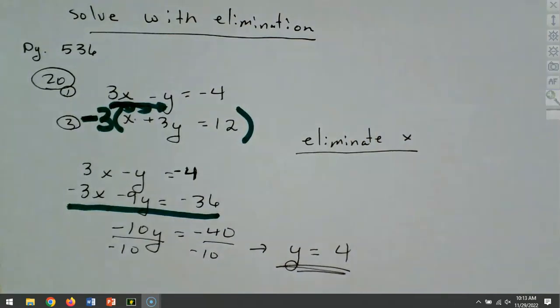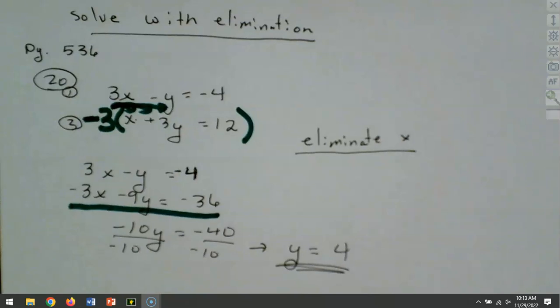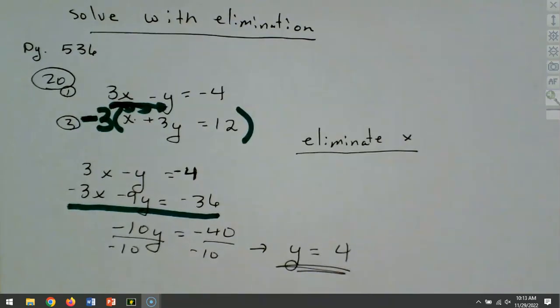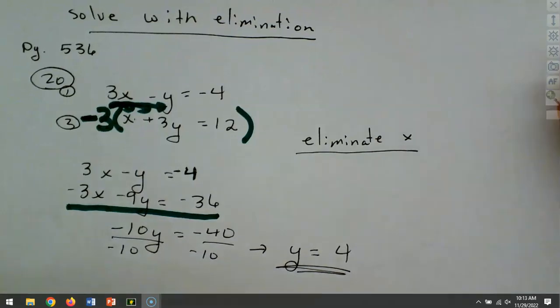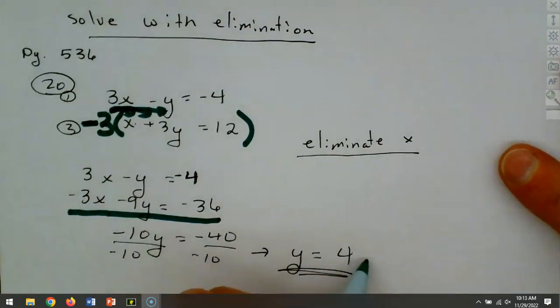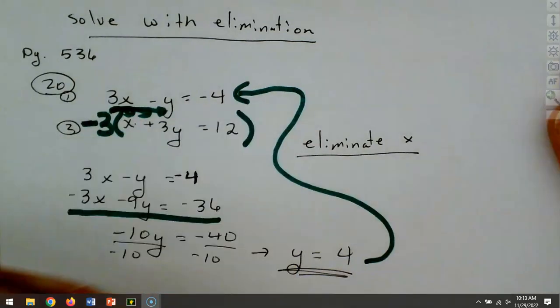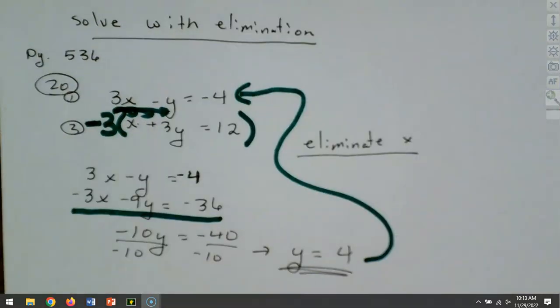Okay. Now, what do we need to do? We need to get the other one. You can either eliminate for the y, or you can take what you've got and plug it back in. Okay, so we've got y equals 4. How do we get the x value? We just simply take it and plug it back in. Does it matter where it goes? Nope. Plug it in somewhere.